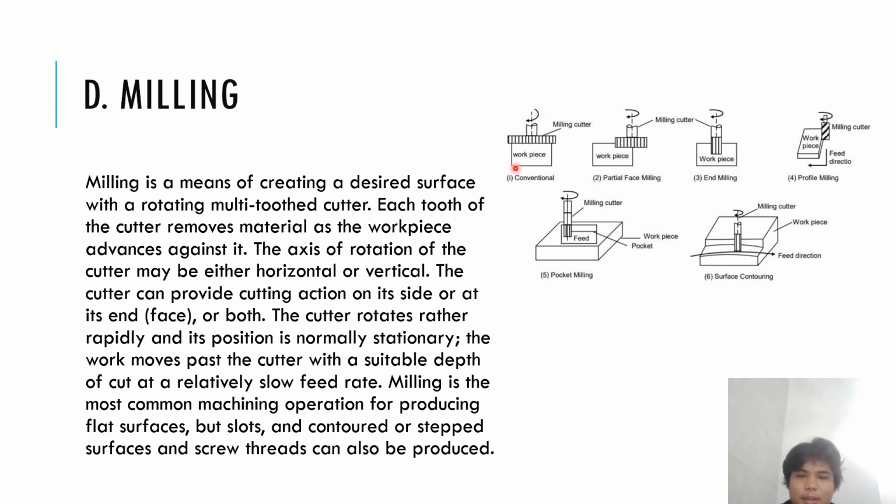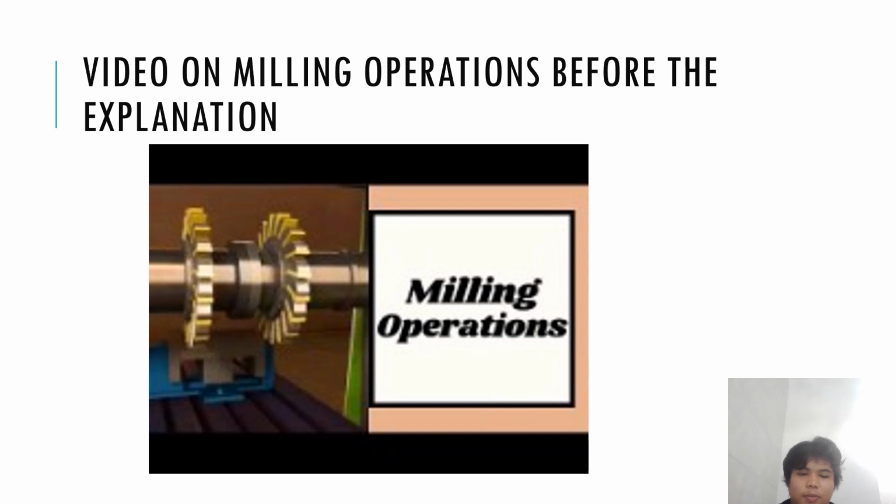So we can say here, this is the conventional one. Remember, milling is creating of desired surface with rotating multi-tooth cutter. So this one is the cutter, and the workpiece is moved along the milling. So when the workpiece and the cutter just stay like this and it keeps moving, and the workpiece is moved so it cuts the surface. So that's the introduction of milling, and I have some video before we talk about everything on milling.